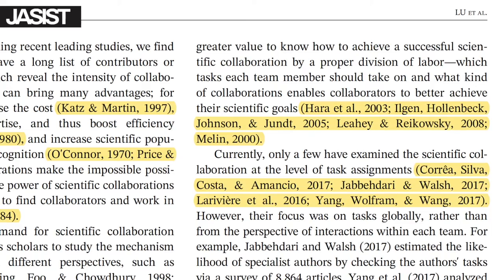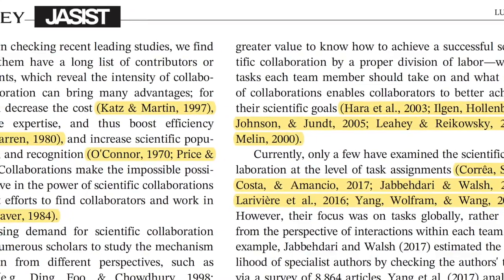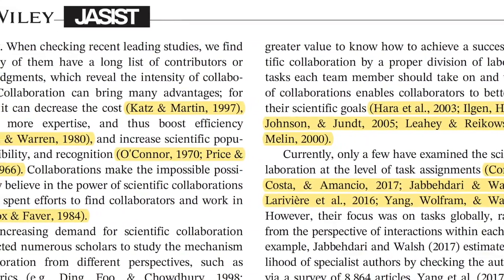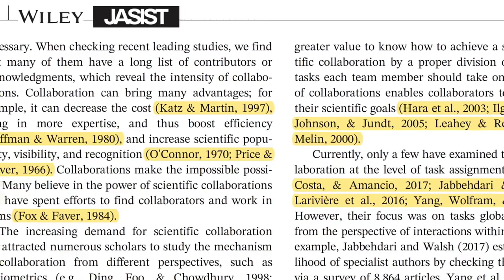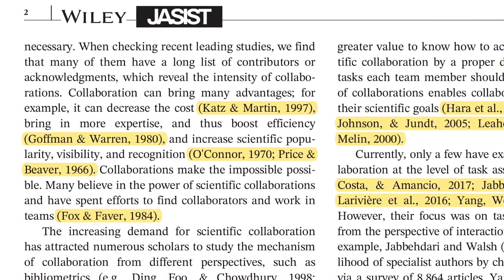What is parenthetical index citation? Parenthetical index citation is given in brackets or parentheses, and that's why it is called parenthetical index citation. See the example. In this, the highlighted elements are examples of parenthetical index citation because it is given in parentheses or in brackets. Now, what is narrative index citation?